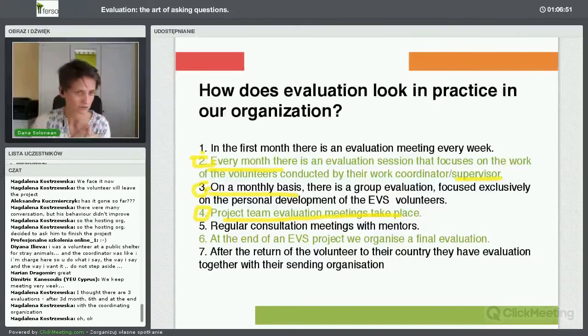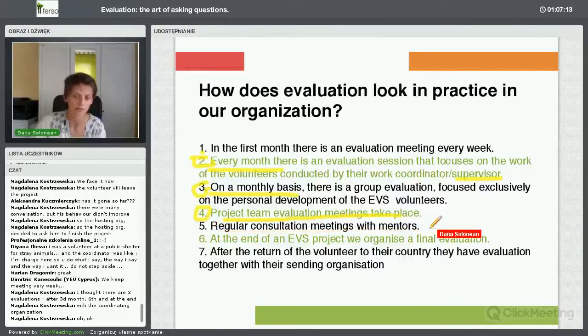Like, how satisfied are you with the work the volunteers are doing? How satisfied are you with yourself as coordinator? This is very important. What went very well and you would like to keep for the next month? So what do you really appreciate? And what would you like to improve? So they are very basic questions, just 4 or 5, something like this, but very important.